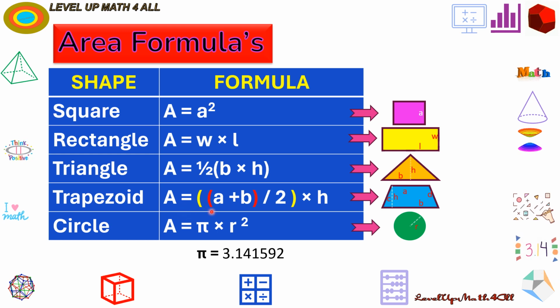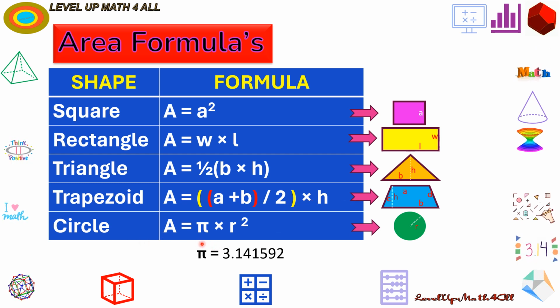For the trapezoid, the formula is (a plus b) divided by 2 times height, h. So we have to have a height, and we have length a, length b, length c, and length d. We can also call them sides a, b, c, d. We are going to use the top two parallel sides, a and b. We add them, then divide by 2, then multiply by the height.